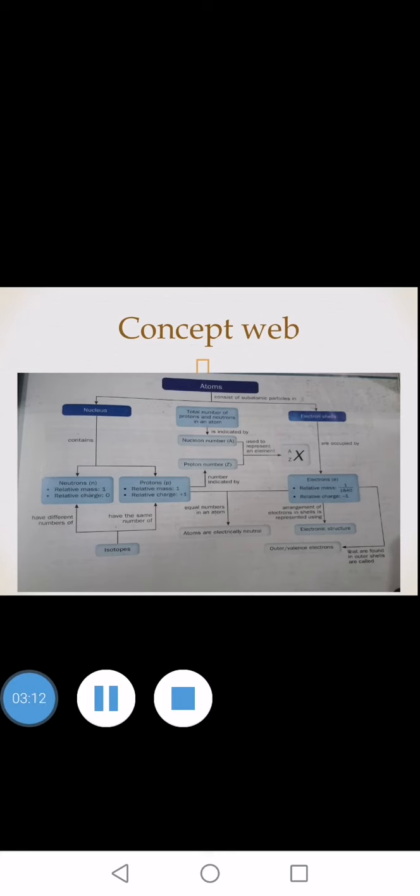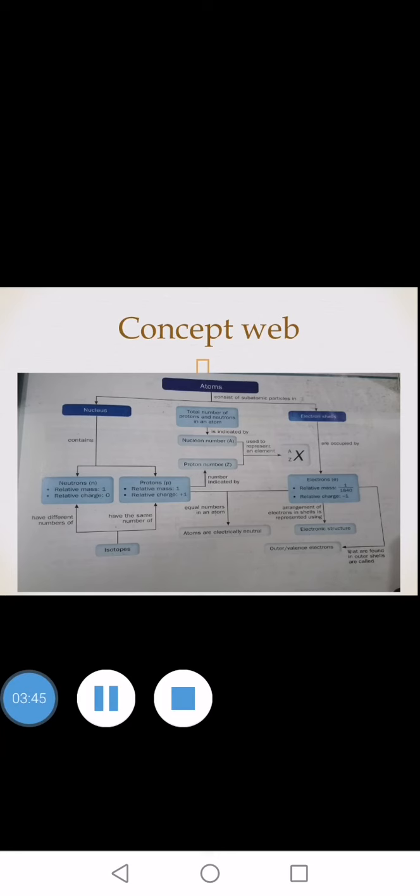Atoms have the same number of protons and electrons, since both the proton number and electron number in any atom are the same. So we collectively say that atoms are electrically neutral, because they have the same number of protons, meaning positive, and the same number of electrons, meaning negative, so they cancel out each other.